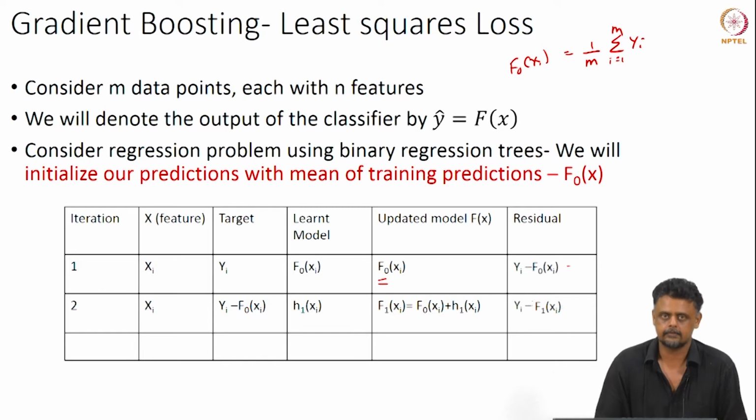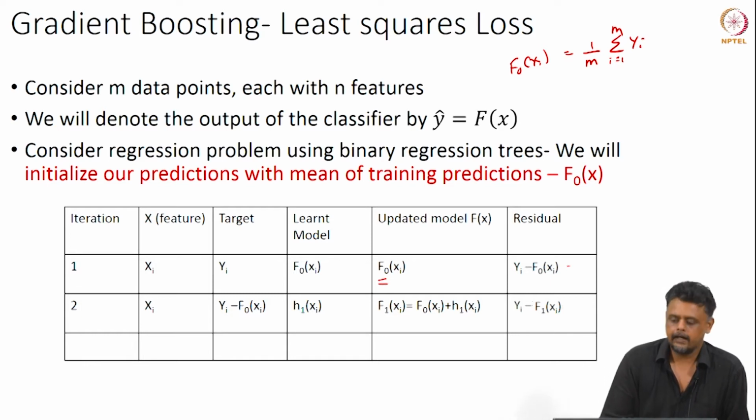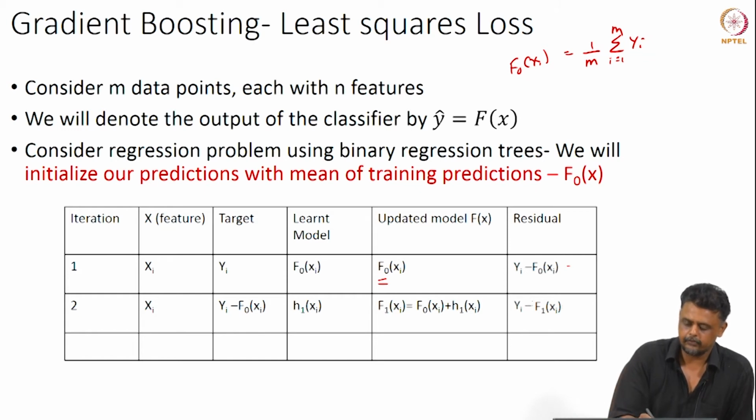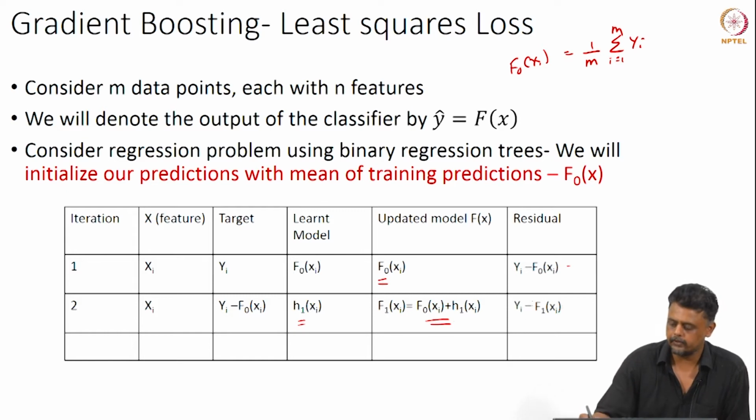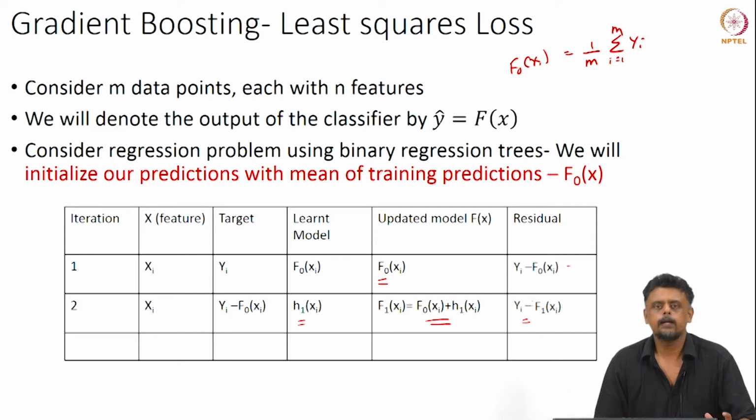So, we start off with the guess, and we calculate the residuals based on that guess. Then from the first iteration onwards we fit it to a regression tree and update our model. Once again we calculate the residual, and so on and so forth. So, this is how we will proceed. Now, how do we generalize this?